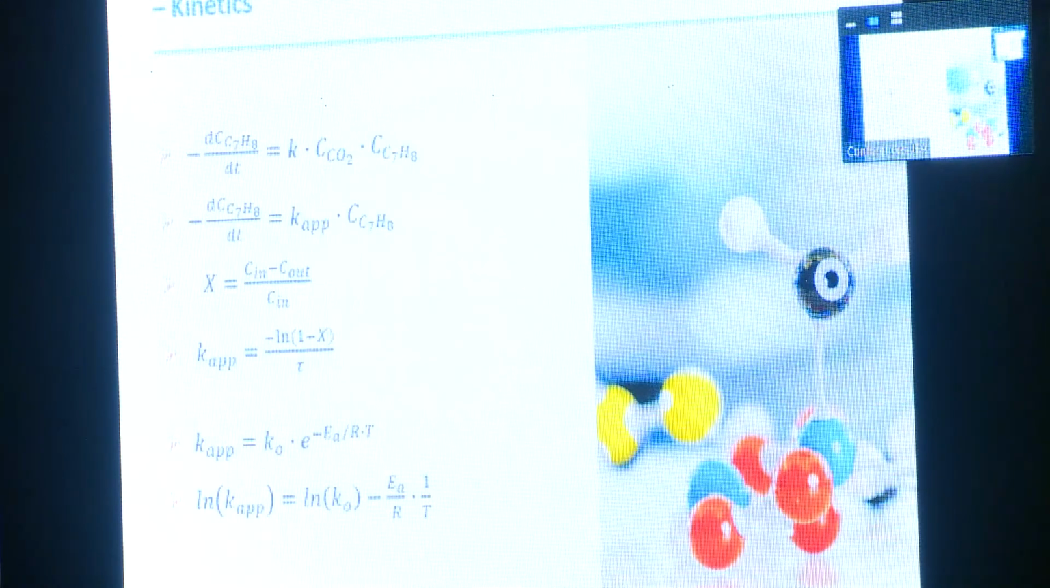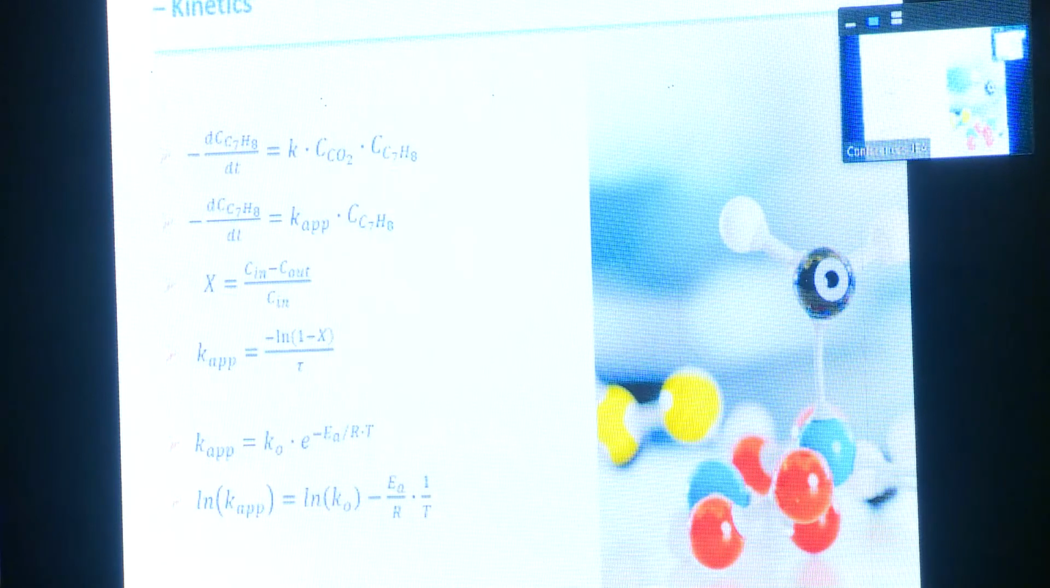The kinetic model I used here is basically, if you look at the first equation, second order, but because I fed carbon dioxide in high concentration, the change in the concentration of carbon dioxide is negligible, so it can be considered as constant. That's why I call it pseudo first order. That's why I used the apparent kinetic constant, and usually heterogeneous reactions are considered first order. So I calculate it via computing the input and output concentrations.